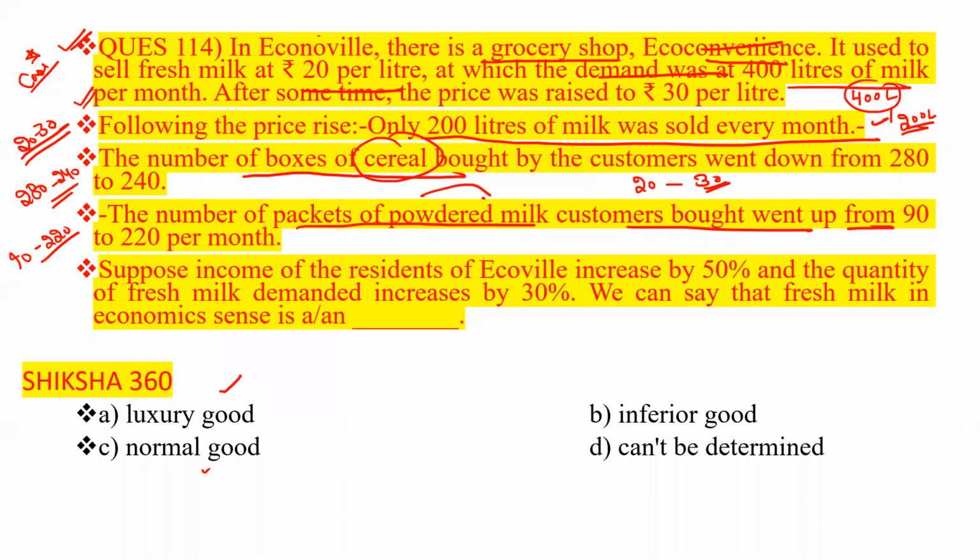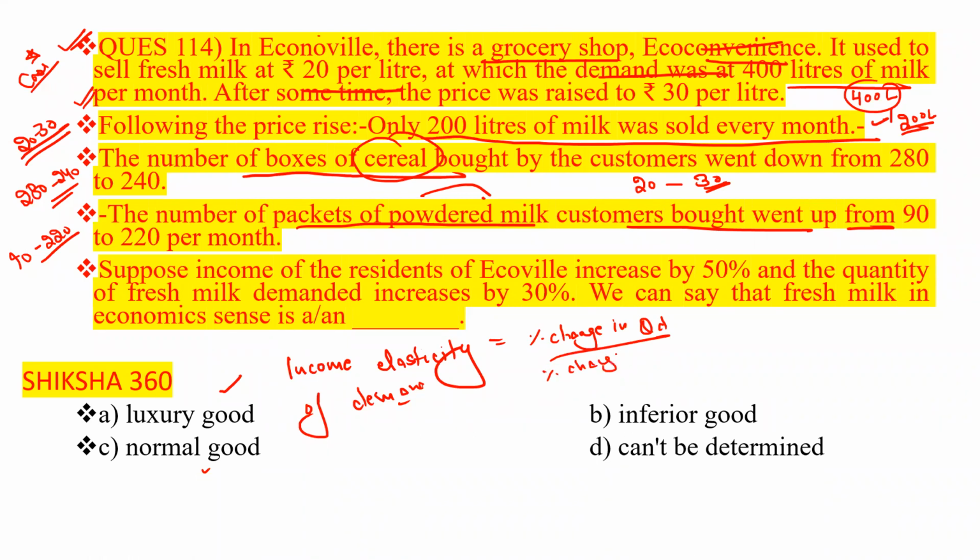So now what we have to calculate is the income elasticity of demand. It is the percentage change in quantity demanded upon the percentage change in income. The percentage change in quantity demanded here is 30, and the percentage change in income is 50. So 30 upon 50, that is 3 upon 5. So it is less than 1.